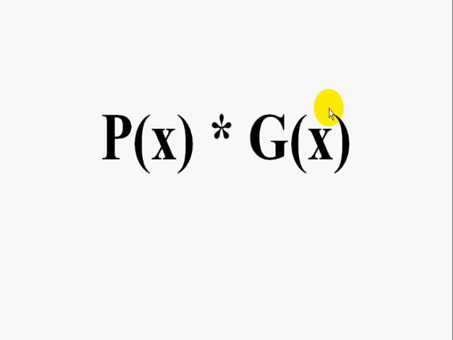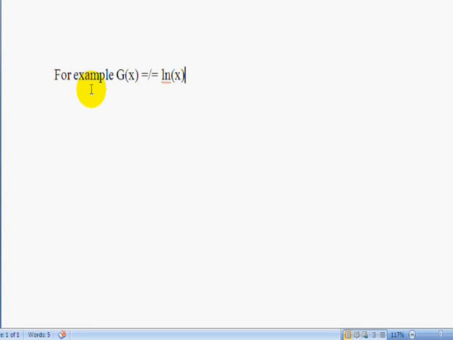And g(x) is a non-natural logarithmic function. For example, g(x) cannot be equal to natural log x. Let's learn this method using a couple of examples.